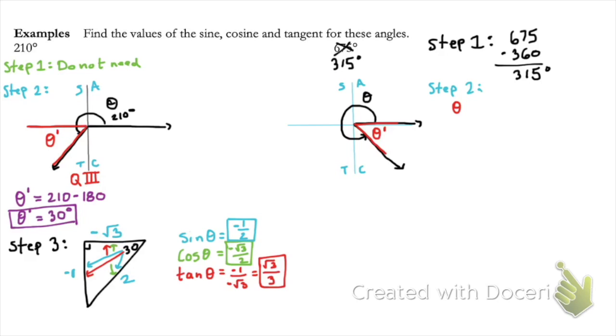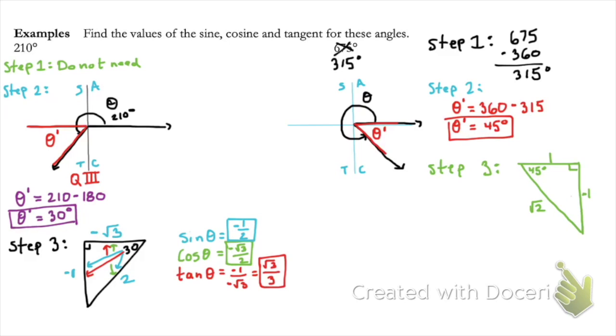And if I'm in quadrant 4, I know I need to take my 315 and subtract it from 360. I just need the small part left of the full circle, 45 degrees. So I've now got my special right triangle. I can draw that in. 45 degrees, -1. Remember, it's -1 because I went down on the y-axis, and only cosine's positive here. And now I can find my sine, cosine, tangent of 45 degrees.